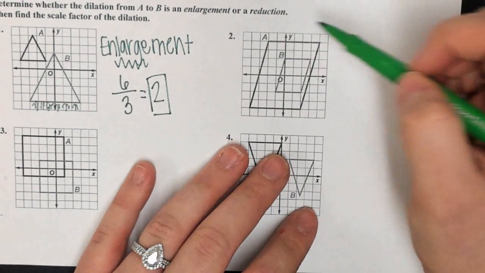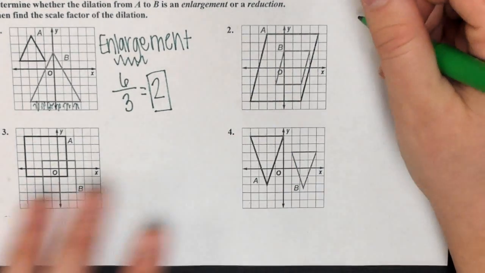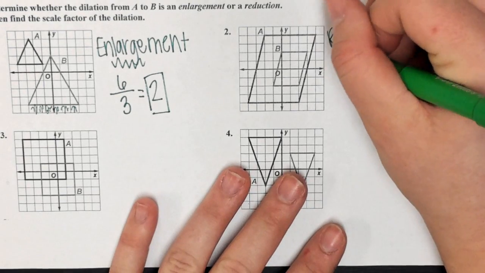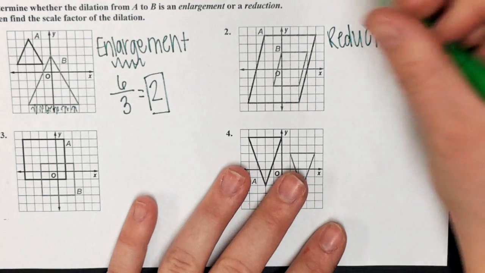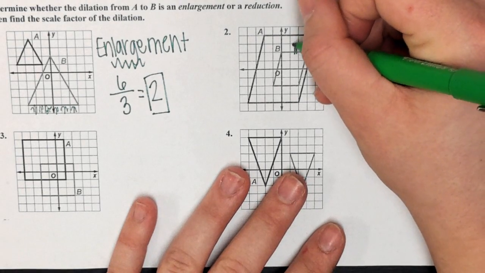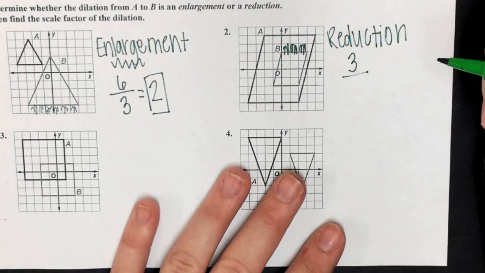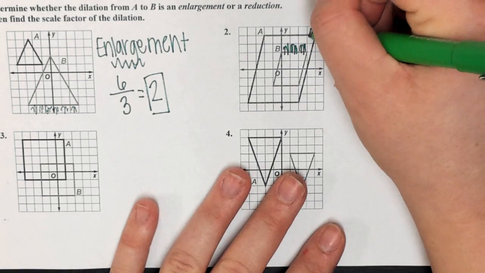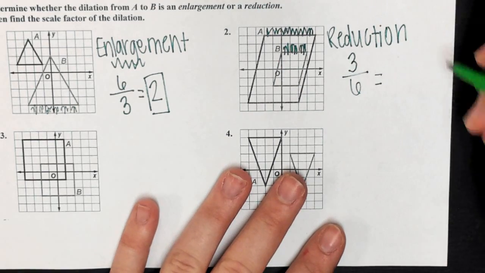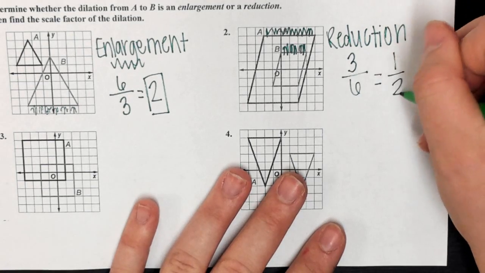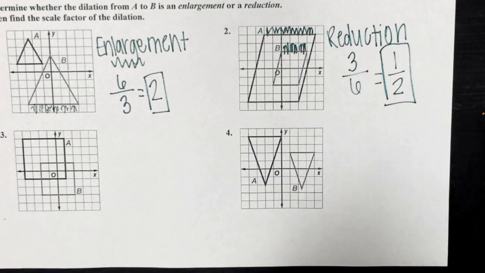Second one, starting with A. So which way did it go? From A to B. Reduction. Good, Justice. So that means which one of these goes on top for the scale factor? B. Smallest. So I'm going to count the top boxes. The smallest one has 3. The bottom one, or the large one, has 3, 4, 5, 6, which reduces to 1/2. Same as everyone is. I know. Different shapes, though. All right, y'all try 3 and 4.